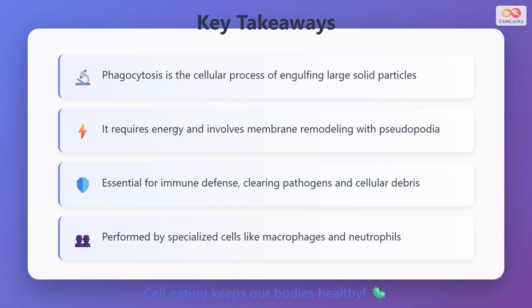Let's review the key points about phagocytosis. First, phagocytosis is the cellular process of engulfing large solid particles. Second, it requires energy and involves membrane remodeling with pseudopodia extensions. Third, it's essential for immune defense, clearing pathogens and cellular debris from our body. Fourth, it's performed by specialized cells like macrophages and neutrophils. Remember, this cell-eating process is constantly happening in your body, keeping you healthy and protected from harmful invaders.